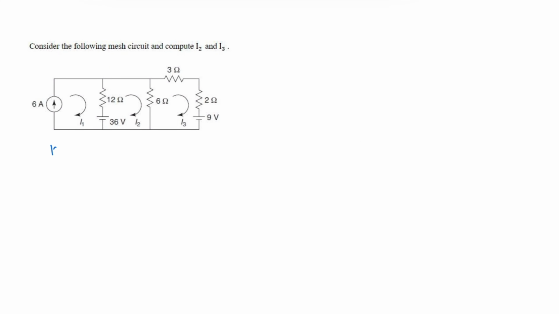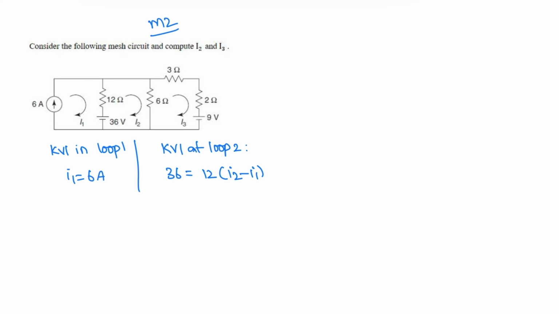So method 2: apply KVL in loop 1, so current I1 is 6 ampere. Next, KVL at loop 2: 36 is equal to 12 into (I2 minus I1) plus 6 into (I2 minus I3). So that is 18 is equal to 3I2 plus I3. Next, KVL at loop 3.